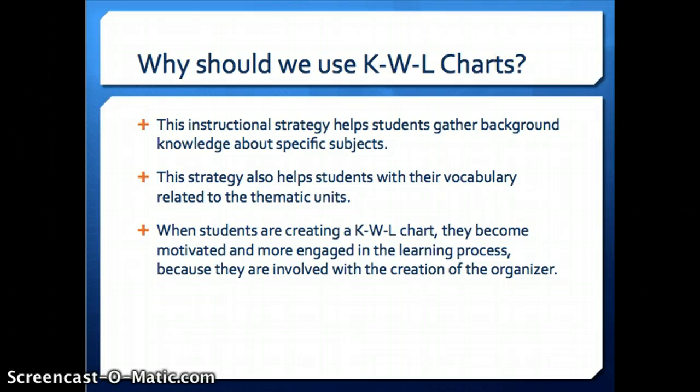And I make it fun and interesting, and there's no right or wrong answer with the KWL charts. This is something that they all can have a positive say in, and they all can give an opinion or give something that they know that they've already learned about the topic.